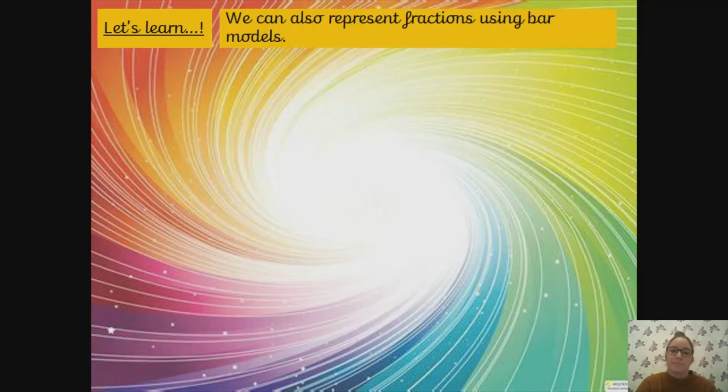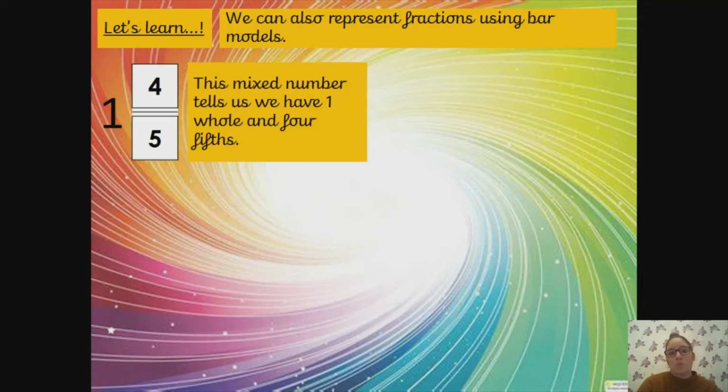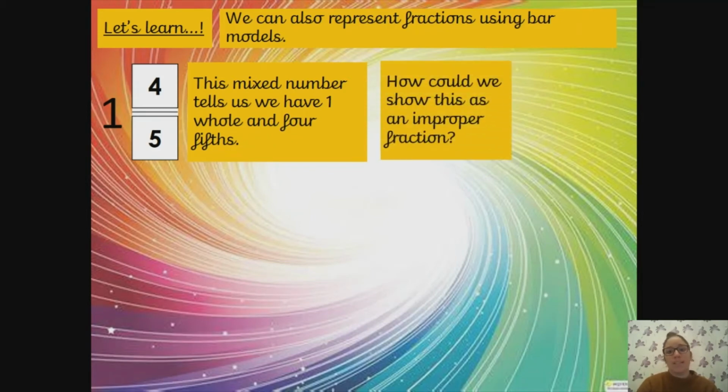Excellent job. Okay, we can also represent fractions using bar models. So this mixed number tells us we have 1 whole and 4/5, okay? How could we show this as an improper fraction? We've spent quite a bit of time converting improper fractions to mixed numbers. Now we're going to do it the other way around. So how can we do that? How can we represent that using a bar model?